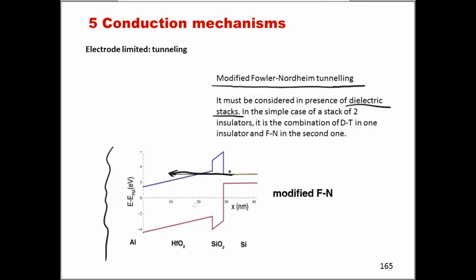through the insulators. But we call this modified Fowler-Nordheim because effectively we have the electrons tunneling through a trapezoidal barrier that is represented by the first insulator, in this case silicon dioxide, and then through a triangular barrier represented by the second insulator. So it's a combination of direct tunneling through the first one and Fowler-Nordheim tunneling through the second one.